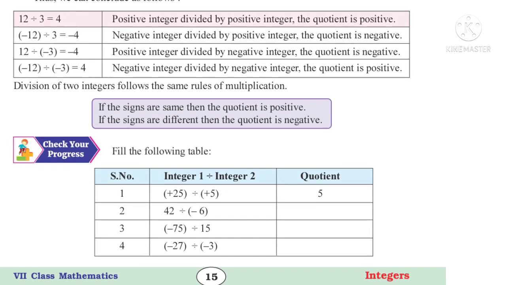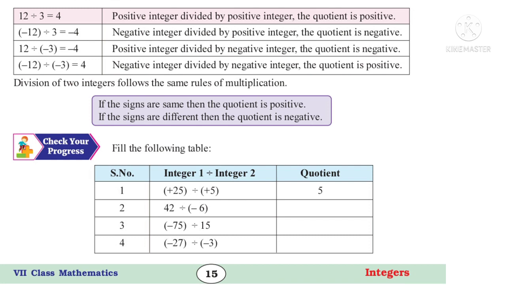Now from this table, we can conclude as follows. Positive integer divided by positive integer, the quotient is positive. That is, plus divided by plus is plus. Negative integer divided by positive integer, the quotient is negative. That is, minus divided by plus is minus.